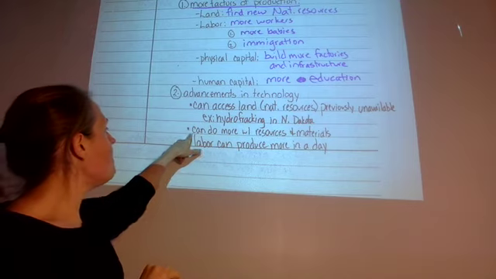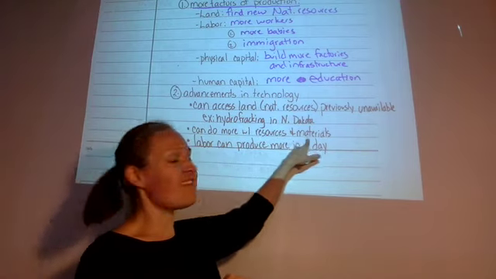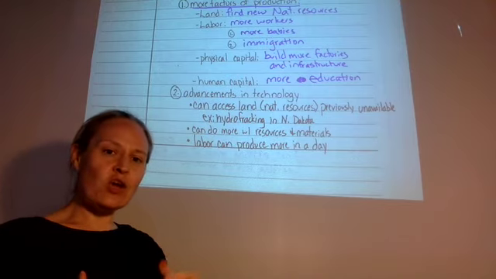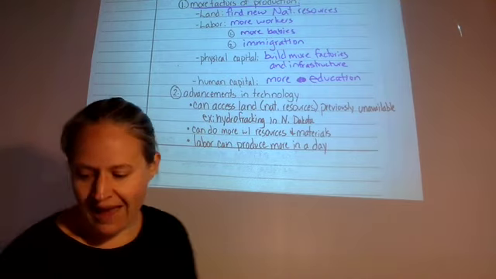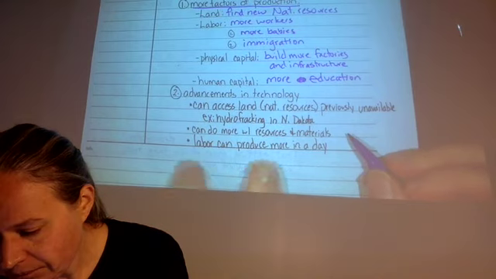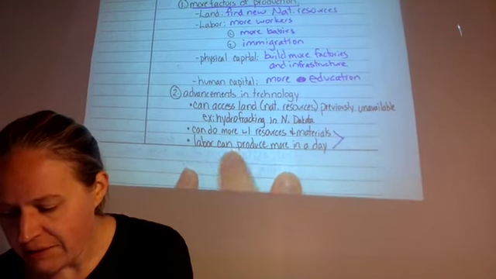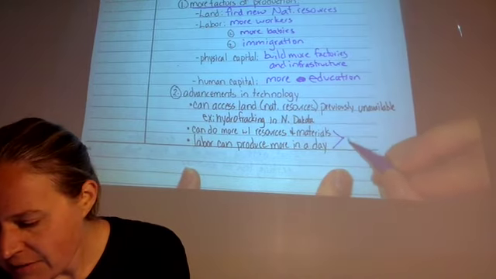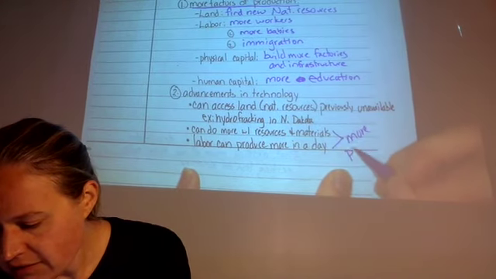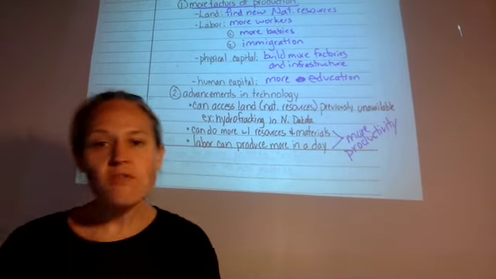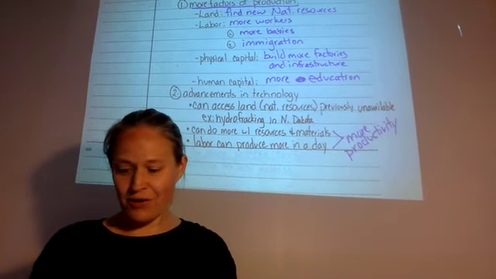Advancements in technology mean that we can do more with resources and materials. We kind of saw that in the video where they became more productive. Let's add that here. So labor can produce more in a day. That would be more productivity with our workers. So those are the things that can cause economic growth.